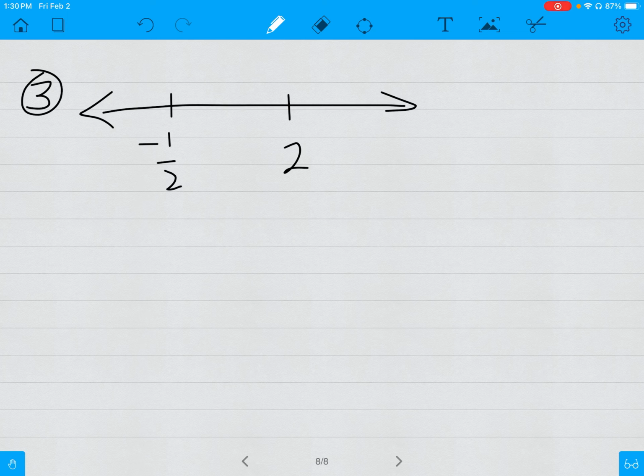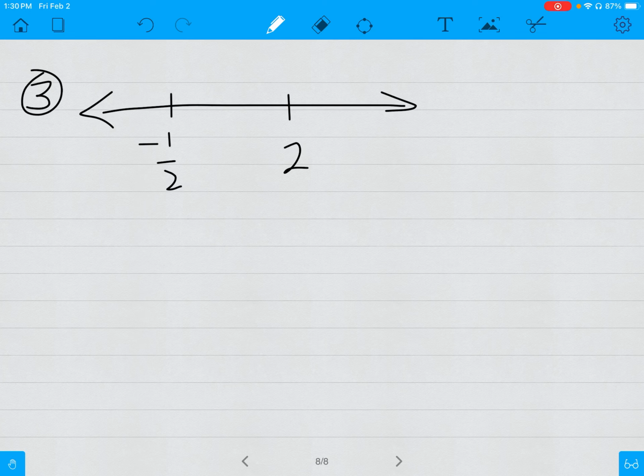There's the interval to the left of negative 1/2. There's the interval between negative 1/2 and 2. And there's the interval that's greater than 2. And so if I pick a test point to plug into the derivative from each interval, that will tell me the sign of the derivative for all the points in that interval.